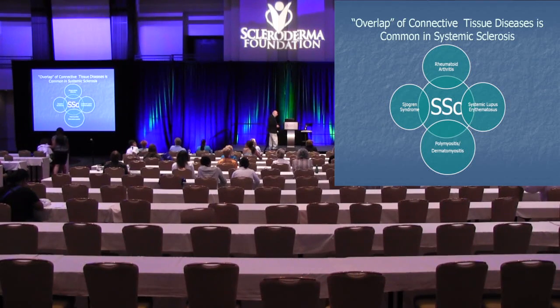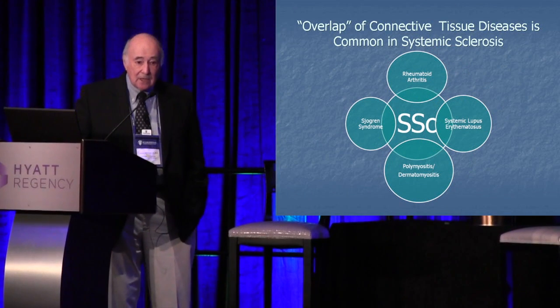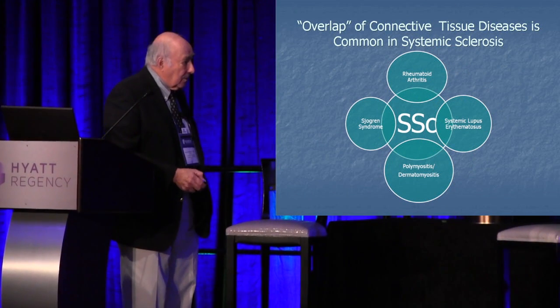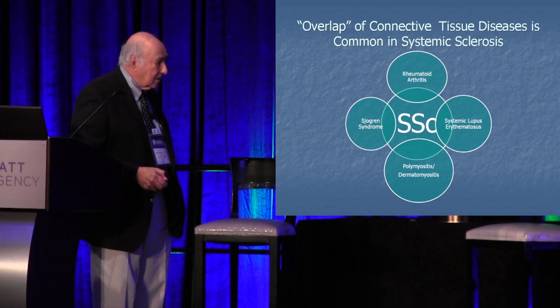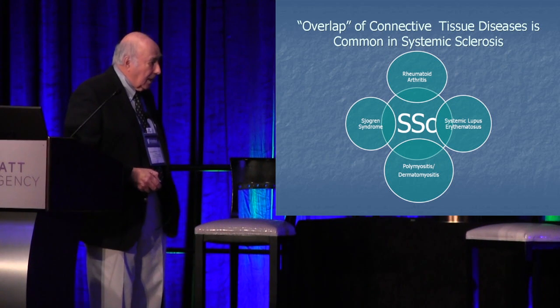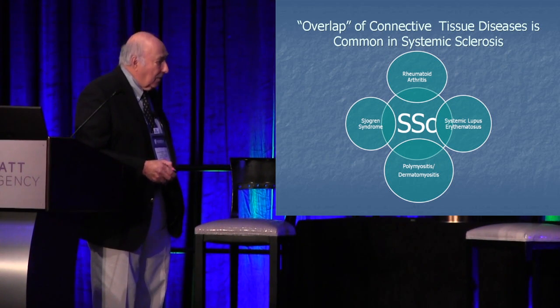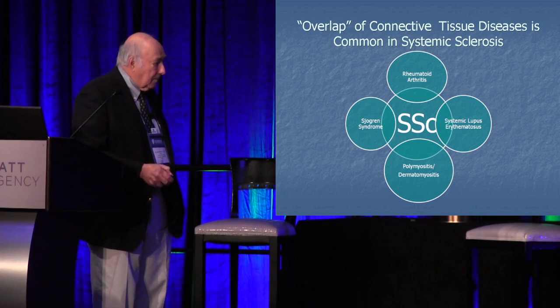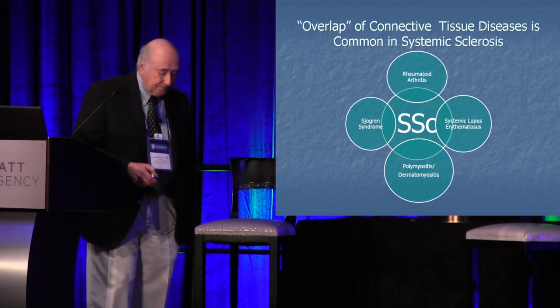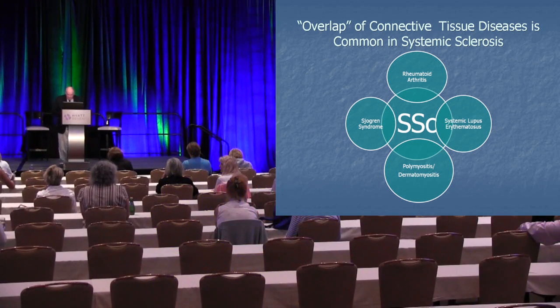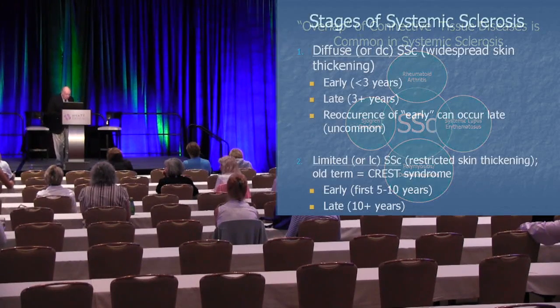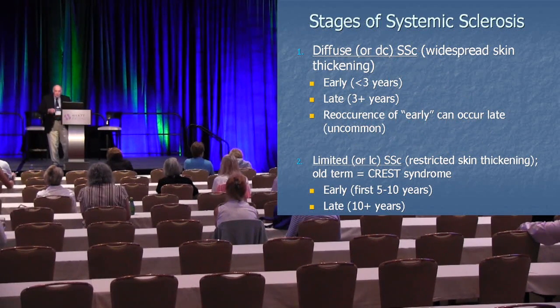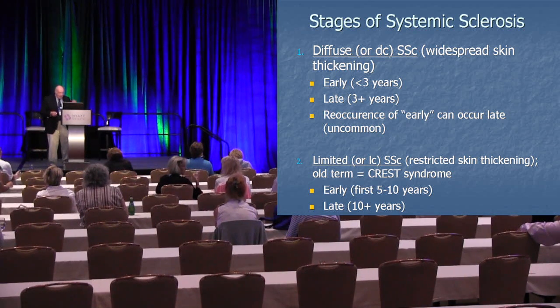In other words, they often, but not always, of course, occur in the same patient. So a scleroderma patient can have rheumatoid arthritis, can have Sjogren syndrome, dry eyes and dry mouth, can have other diseases such as lupus or polymyositis, inflammation of muscle. Now, it's also important to understand when these disorders may affect scleroderma patients and how.